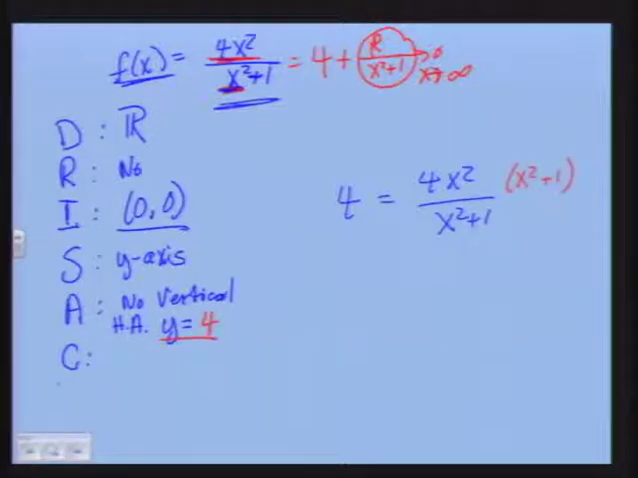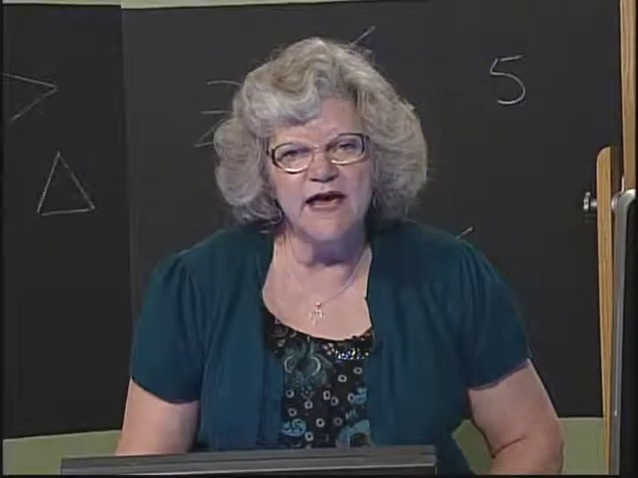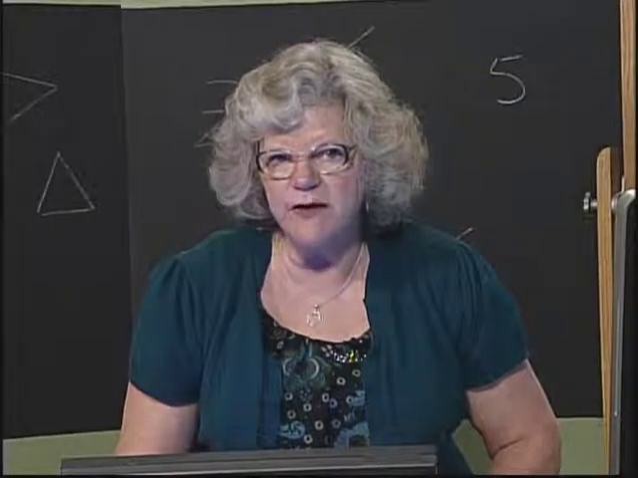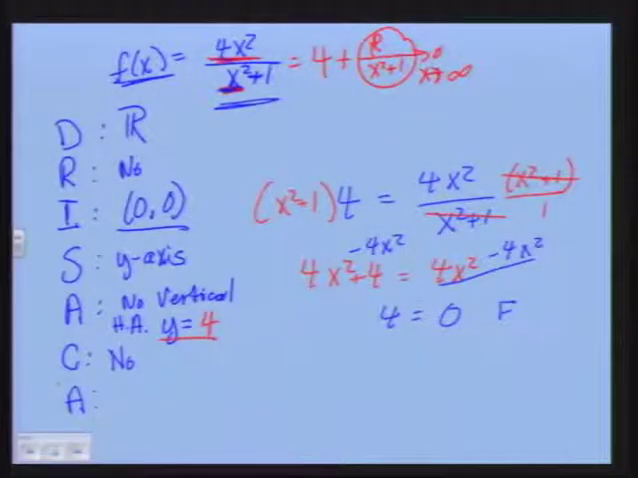We can clear fractions by multiplying both sides by x squared plus 1. I get 4x squared plus 4 here. These divide out and I have 4x squared. Subtracting 4x squared from both sides, I get 4 equals 0. Check my arithmetic, yep. And that's a false statement. It's always false. So I did not find an x when I set the y's equal. So that means it doesn't cross the asymptote. So I'll write no. And of course we'll come up with additional points as we look at our graph.